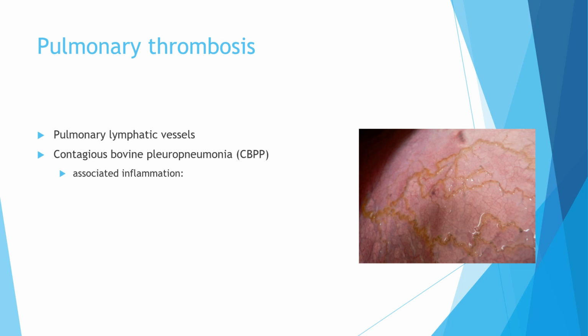Pulmonary thrombosis can also be the thrombosis of lymphatic vessels. This image is showing a case of contagious bovine pleuropneumonia, and you can see the lymphatics are distended. They are supposed to take the accumulated fluid away from the alveolar spaces, via the lymphatics, and take it away from the lung. However, in this case, because the lymphatics are also inflamed and blocked, the fluid tries to get into the lymphatics, but then they get distended and blocked and the fluid doesn't go anywhere.